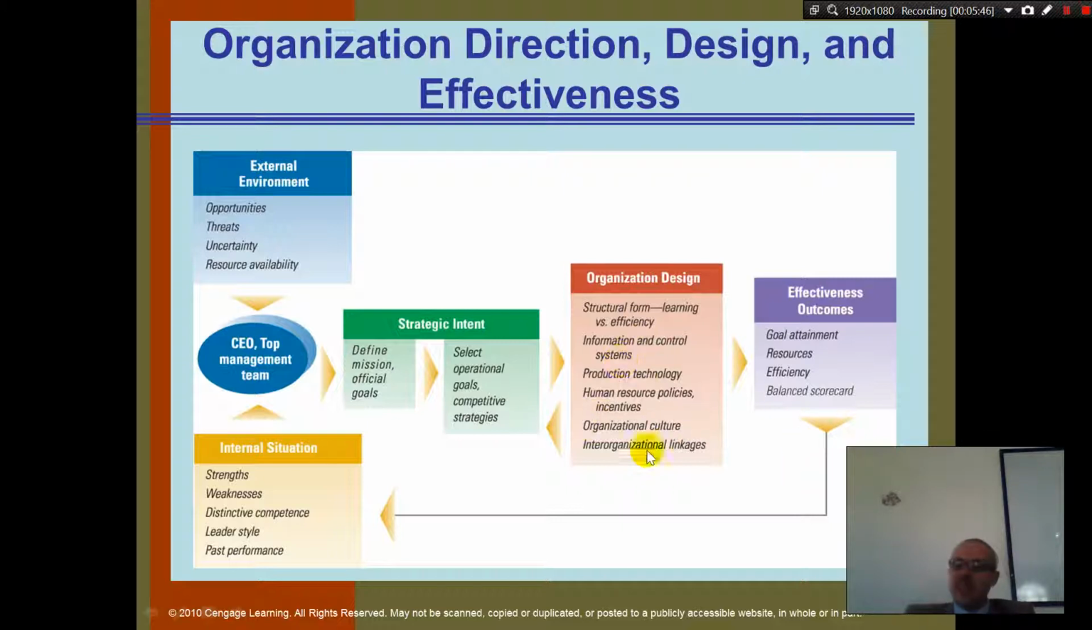Here we've got the organization culture. You need to decide on what your organization culture is. The same with the inter-organizational linkage, how you are related to other companies. And then after you make your design, you focus on effectiveness. How can we be more effective? How can we attain our goals? How can we save resources, be more efficient, and use the balanced scorecard? Do you guys know what a balanced scorecard is? No? Let's look at the balanced scorecard.